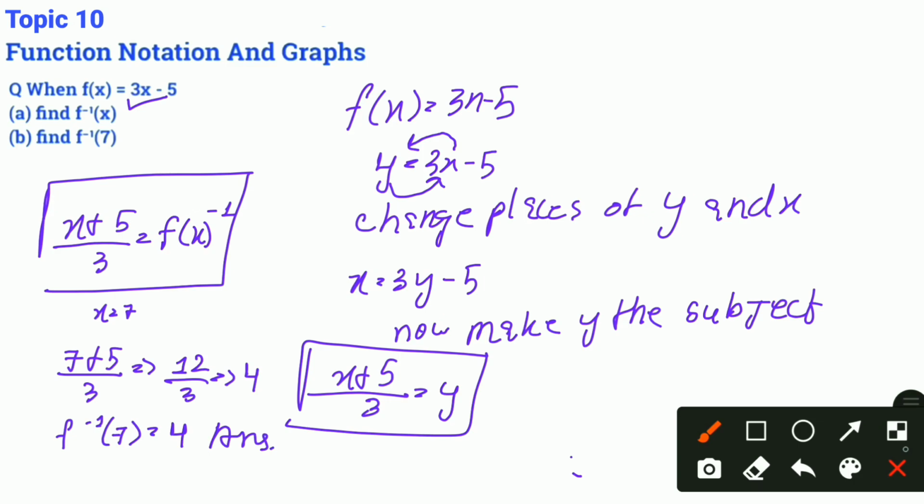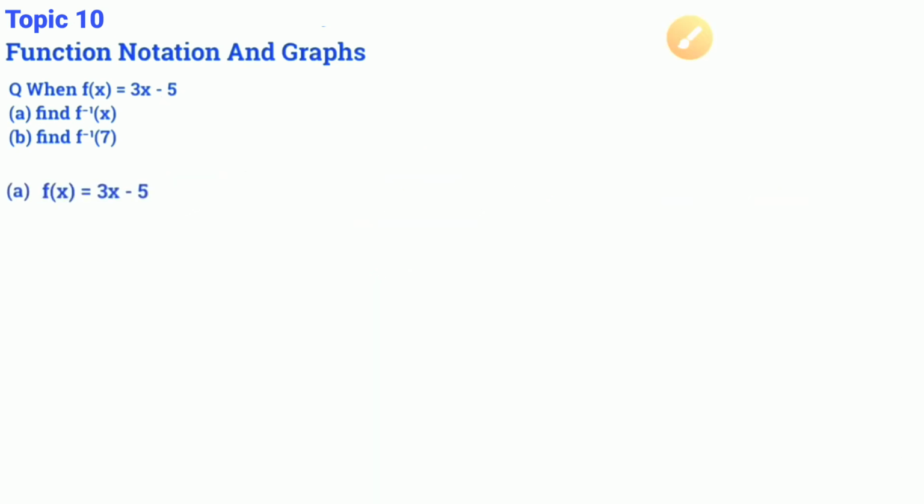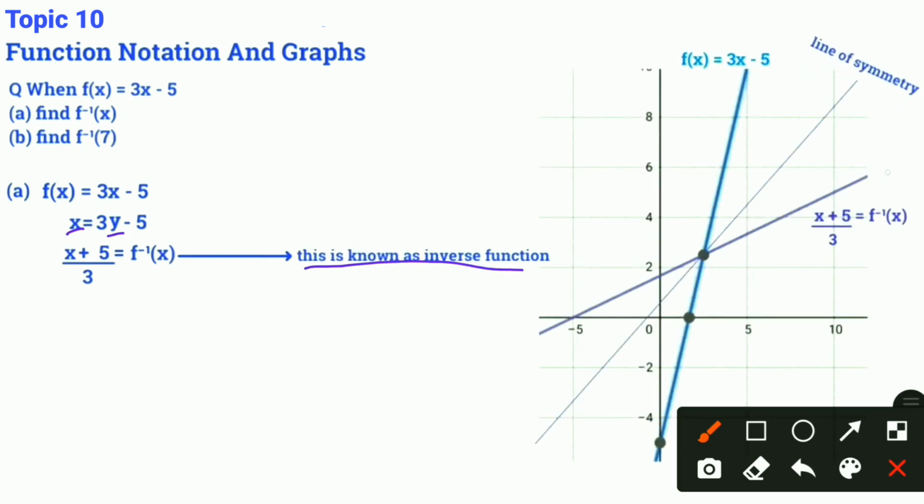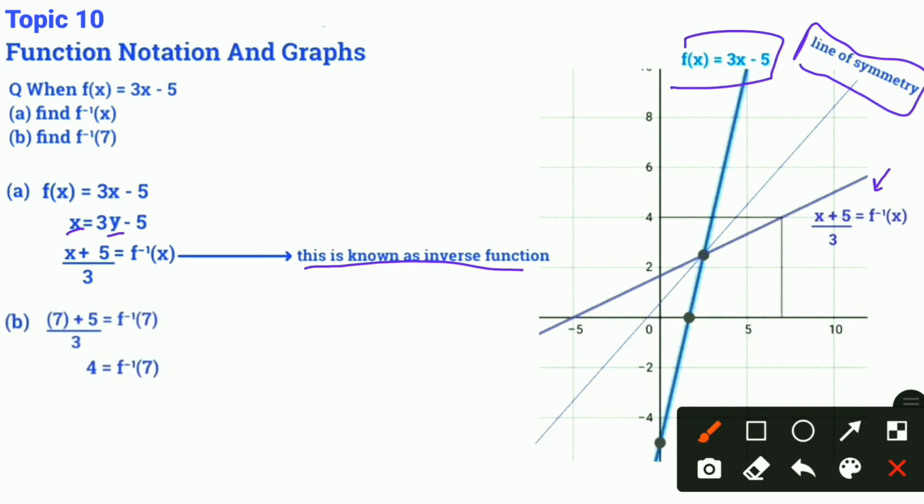Okay, function notation and graph. This is the concept. This is how you need to understand it in O-level math, and the rest of the questions will be easy for you if you have understood this. This is how you need to do it: change the places of x and y, and make y the subject. This is known as the inverse function, and now you're going to see the graph. This is the inverse function. This is the line of symmetry, or you can just call it the mirror, y equals x, and this is the function.